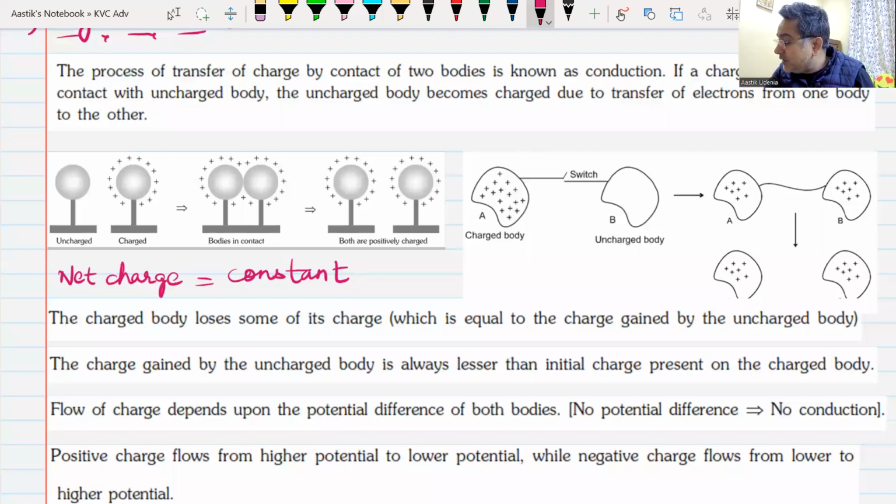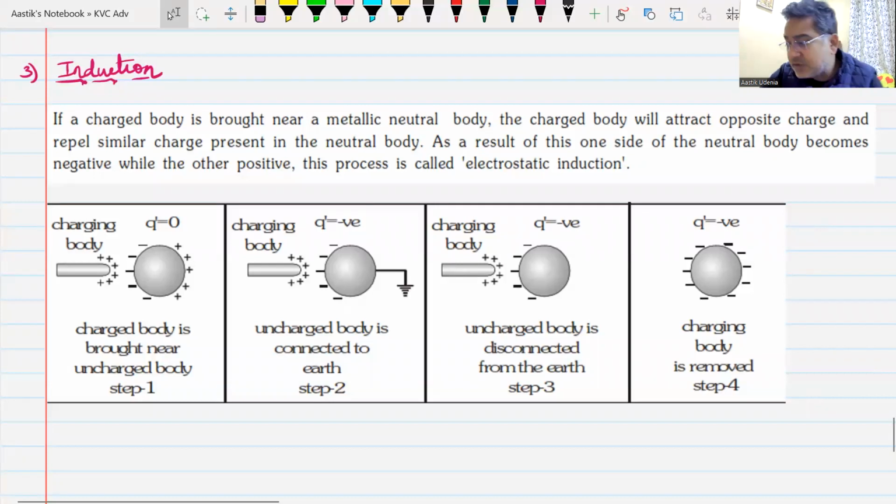If a charged body is brought near to an uncharged body, I will show you with this example also so that you understand. Which diagram is better? So, if I bring a positively charged body near a neutral body like this, what will happen? Negative charges will come on this side and positive charges will go on the other side. Yes or no? Yes, sir.